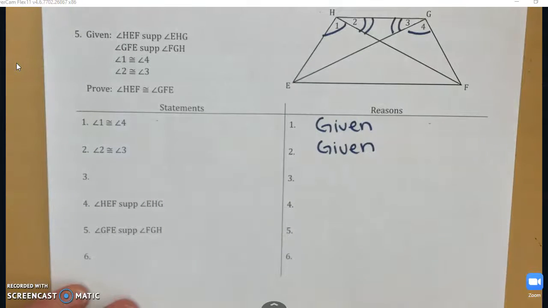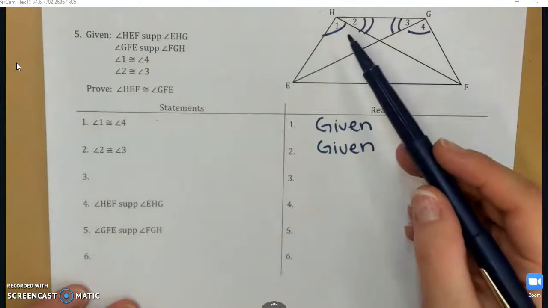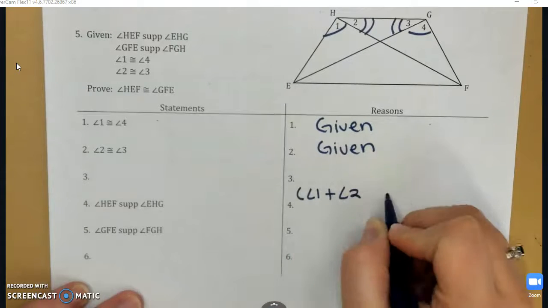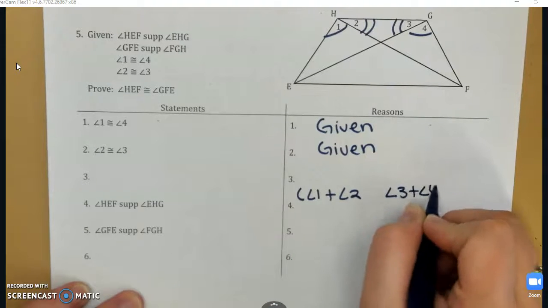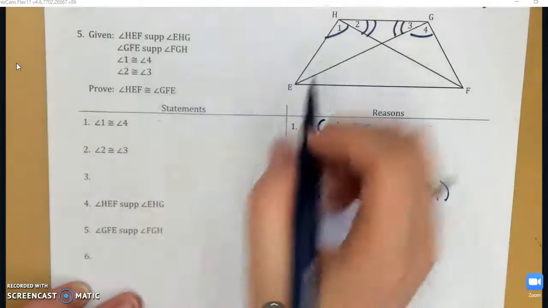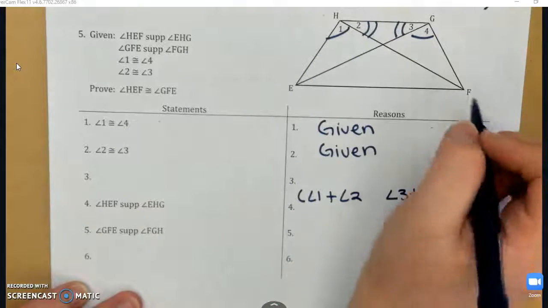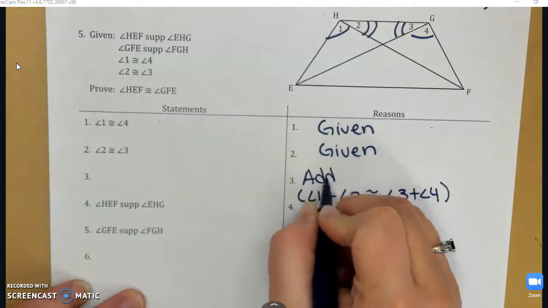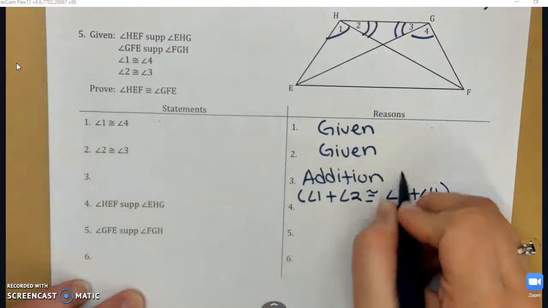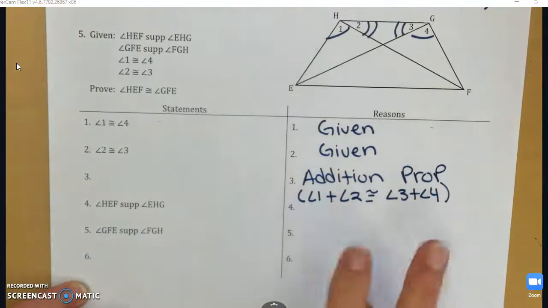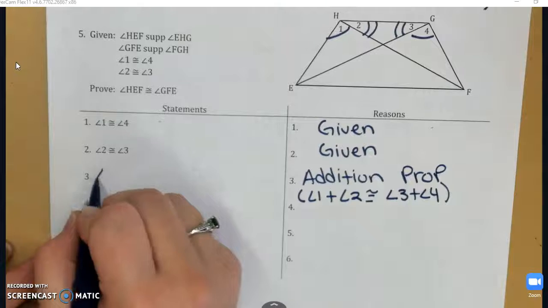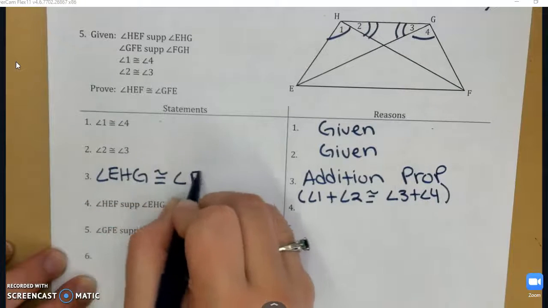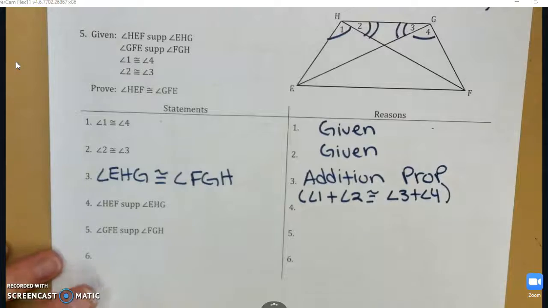Now, with that information alone, I can draw a conclusion. I am adding angle 1 and angle 2 and angle 3 and angle 4 together to get angle EHG and angle FGH, which become congruent angles by my addition property, because I have added congruent angles to congruent angles. So I know that angle EHG is congruent to angle FGH.